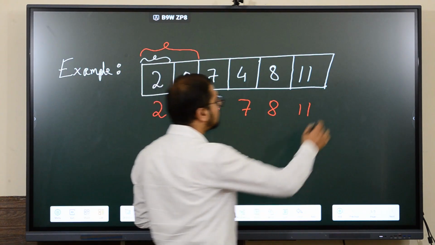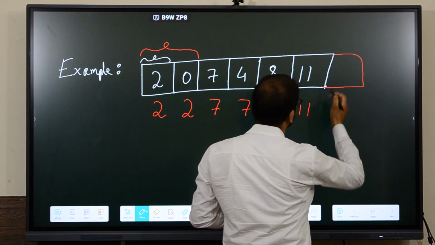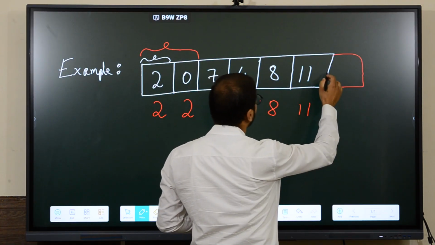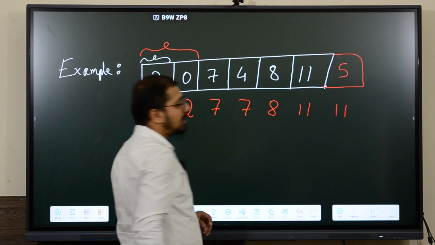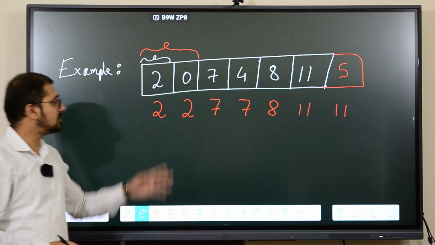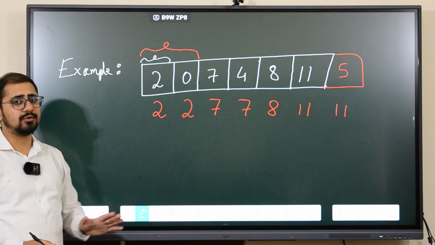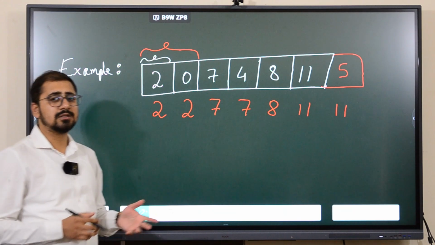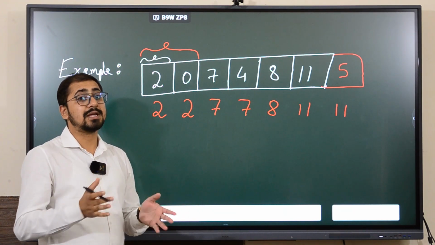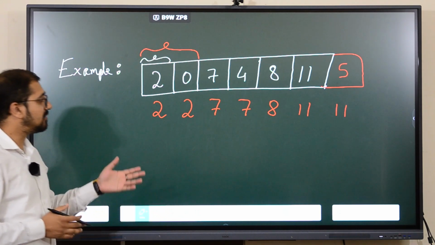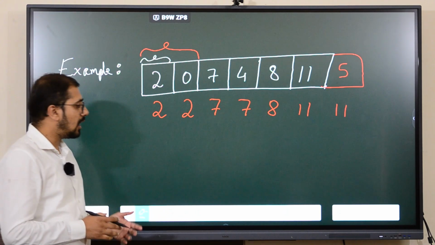Suppose if we had another extra element here, let's say 5. Then for the last element the output would still have been 11. This is what is called max till I. Till any index I, whatever the maximum value in the given array is, we have to store it in an output array.